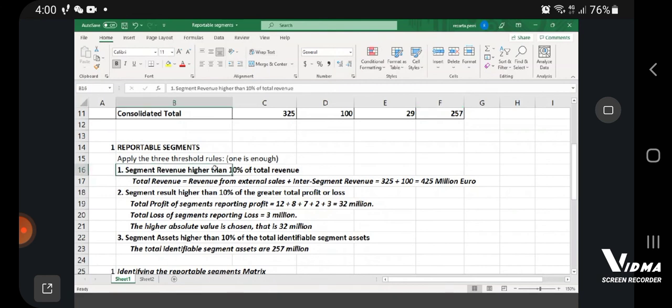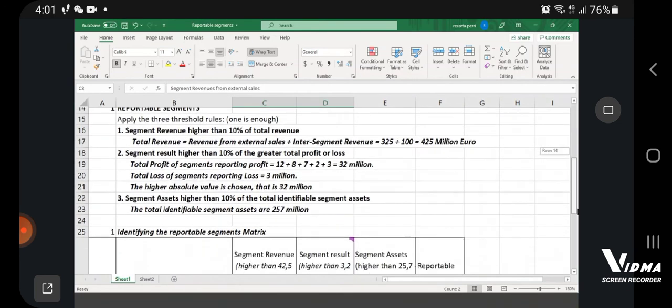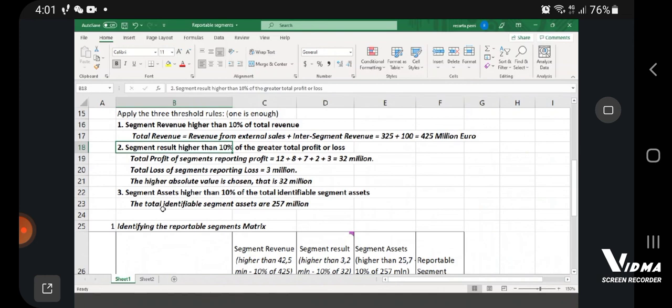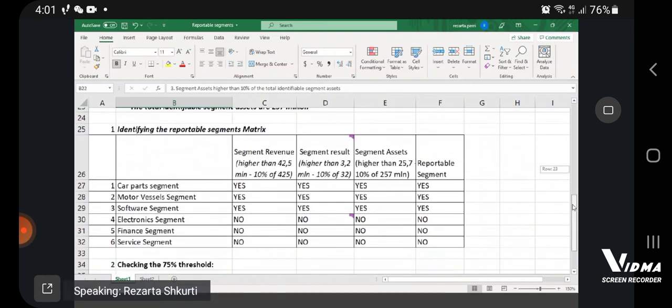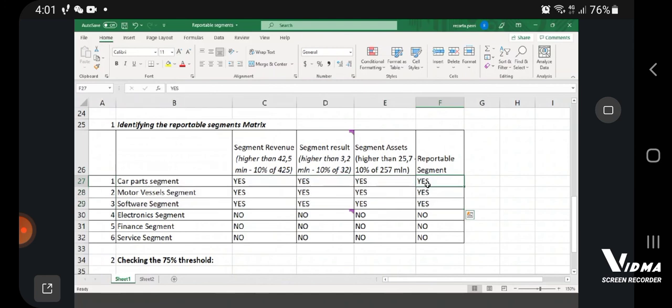Segment revenue higher than 10% of total revenue. Now remember that what we report in here is external and intersegmental revenue, the sum of both of them is total revenue, okay? So the next threshold is the result, and the other one is the segment assets. When we identify the reportable segments, we see that only the 3 first segments are reportable. The electronic segment, finance and service is not reportable.